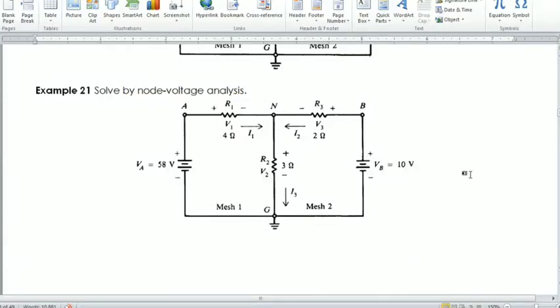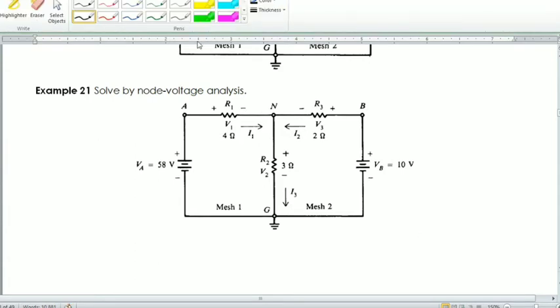Okay, so we have here example 21 for the node voltage analysis. Like we have mentioned, the first step to do this node analysis is to apply KCL right here in your principal node, which is in this case your node N. As you can see, applying KCL, the current entering is I sub 1 and I sub 2. So the current leaving is I sub 3.